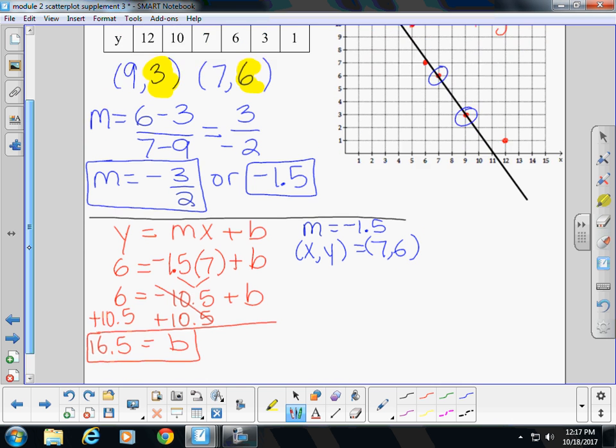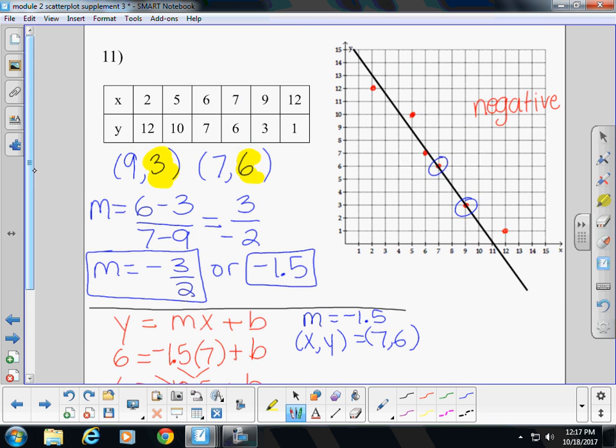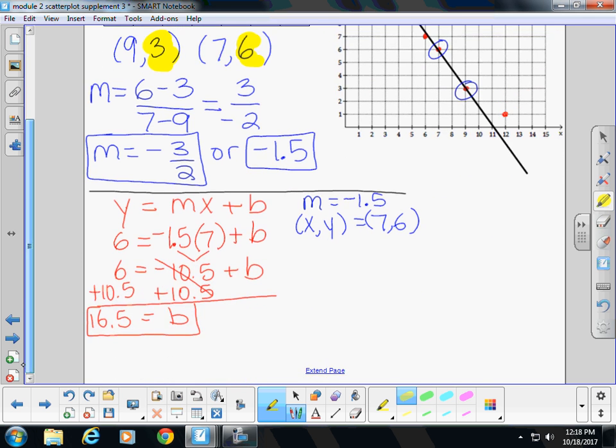Okay, if we look at our line here, as far as the y-intercept goes, if I keep drawing this line, it's going to go way off the graph here. It probably is going to cross that y-axis up at 16. Which makes sense with the answer that I'm getting there. Okay, so my answer for my equation is y equals negative 1.5x plus 16.5.